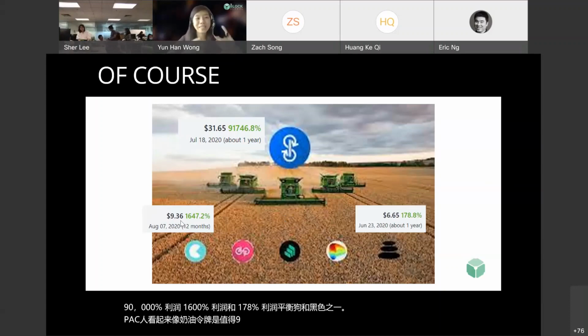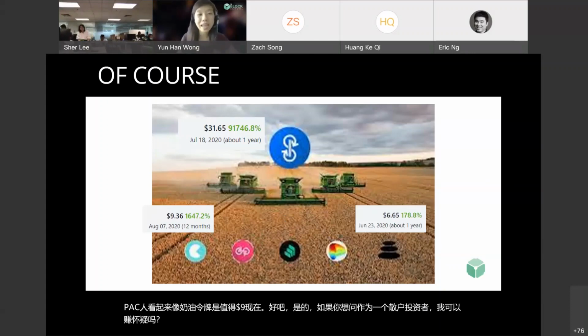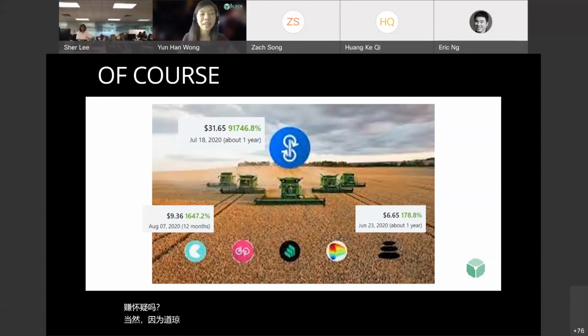All right, so yes, if you want to ask, as a retail investor, can I earn with DAOs? Of course, because DAO is also a part of DeFi. And how do DAOs issue tokens? Liquidity mining. So this is how you can earn from DAOs as well.